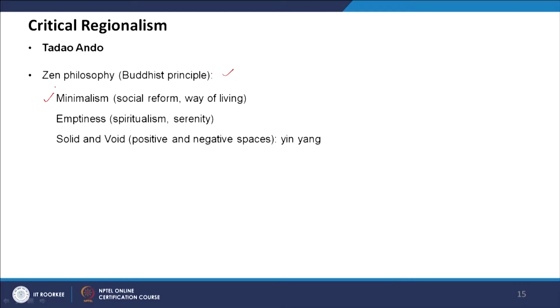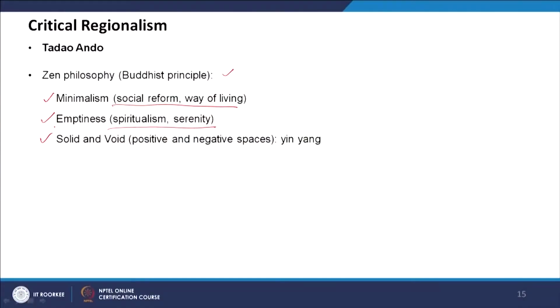From this Buddhist Zen philosophy, he takes minimalism, social reform and the way of living as a particular concept, and the emptiness of spiritualism and serenity. To show this emptiness, he connects nature with the building, and this spiritualism and serenity come through natural elements, bringing sunlight or other natural elements like water into the design.